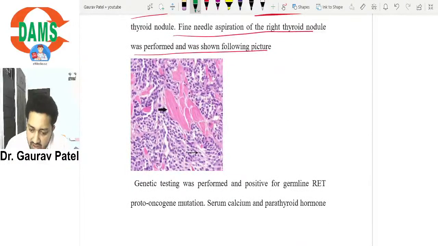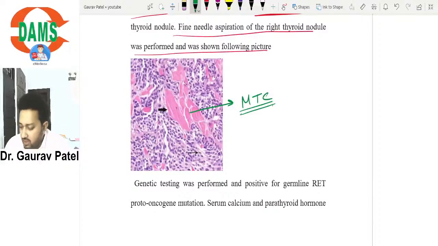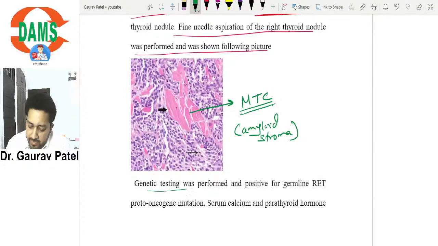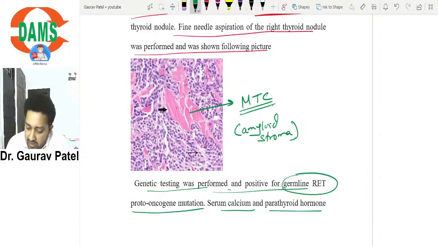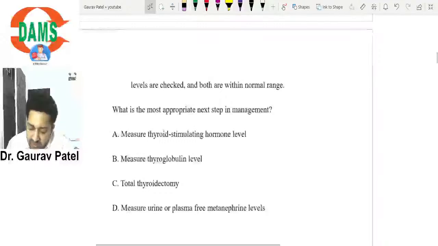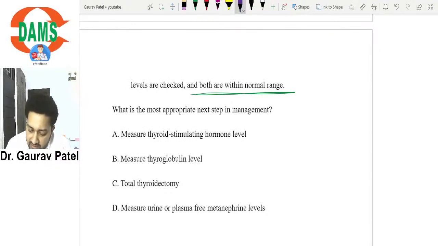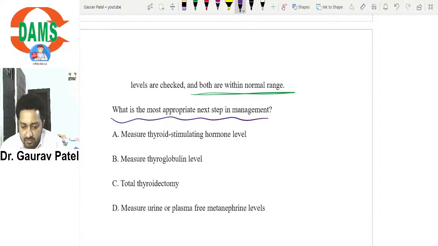Fine needle aspiration was performed and shown the following picture. Okay, so what is this picture on FNAC? Yes, it is medullary thyroid cancer, with amyloid stroma. Genetic testing was performed and is positive for germline RET proto-oncogene mutation. Serum calcium and parathyroid hormone levels are checked and both are within normal range. What is the most appropriate next step in the management of this patient?